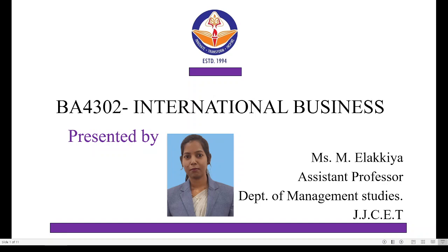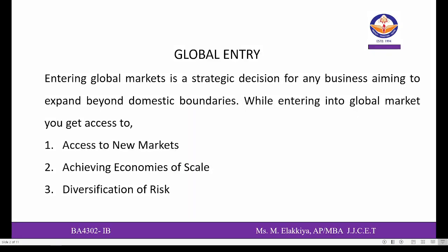Today the topic is global entry, that is various modes of entry into international market. So why global entry? Entering the global market is a decision for any business doing their business in a domestic market to extend their business beyond their domestic boundaries into international markets.